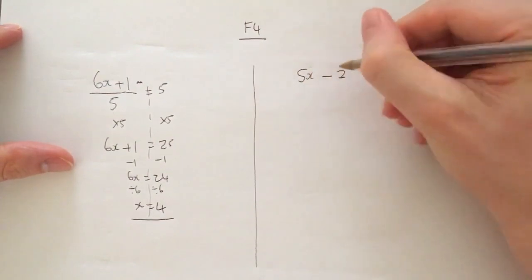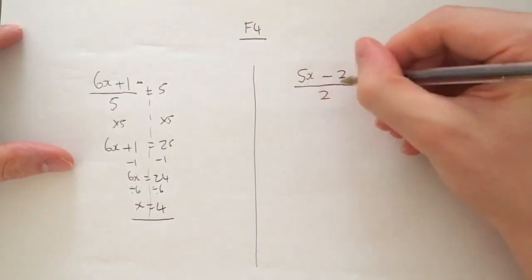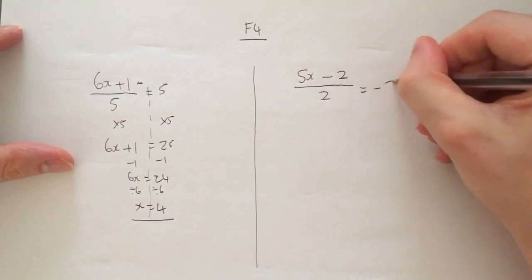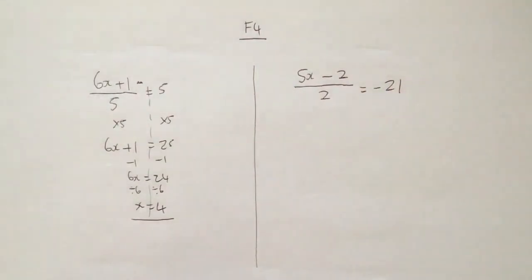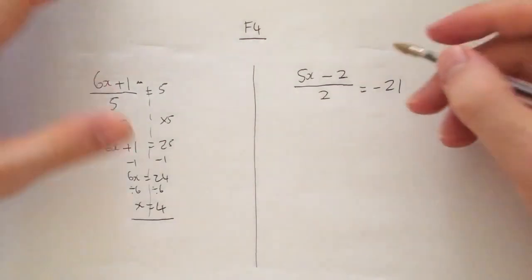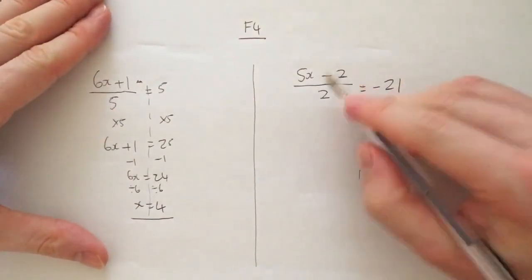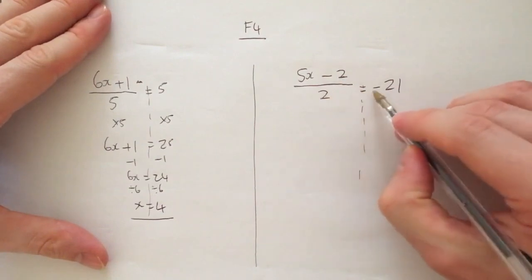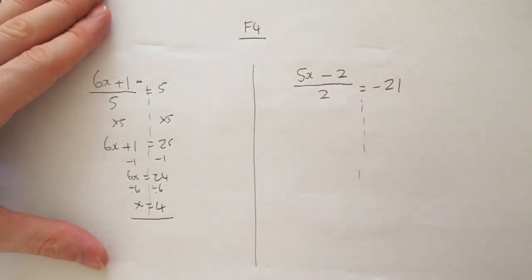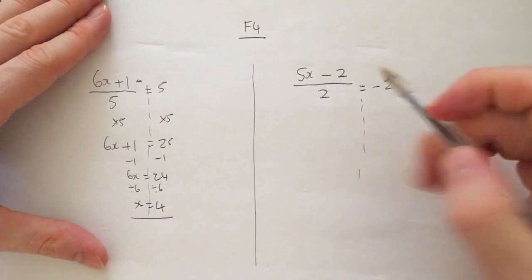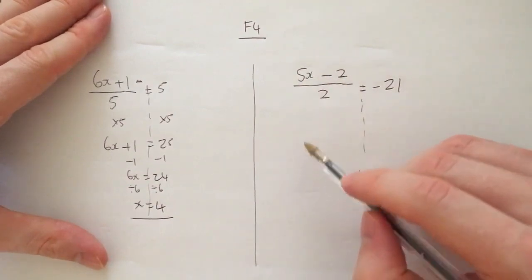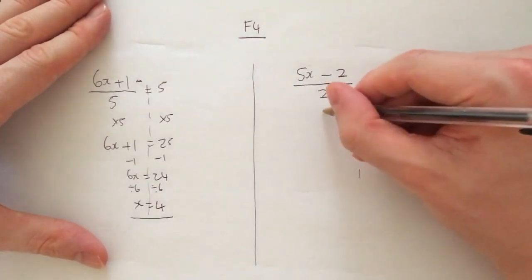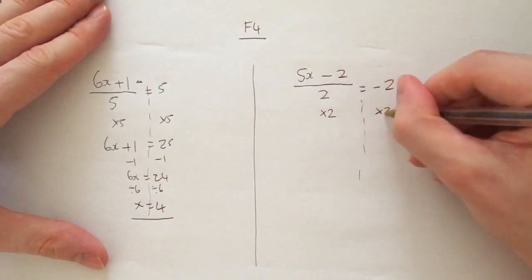5x take away 2 over 2 equals negative 21. If you want to pause the video, do it yourself, check the answer after, absolutely do that. If not, you listen to me now. 5x take away 2 divided by 2 equals negative 21. So the last operation I was told to do here was to divide by 2. So therefore that's the first thing I'm going to do the inverse of. So I times by 2, times by 2.